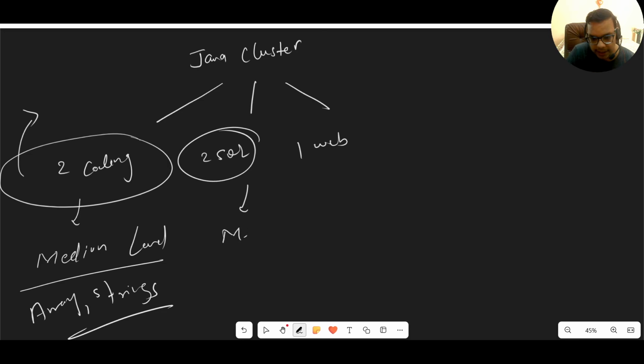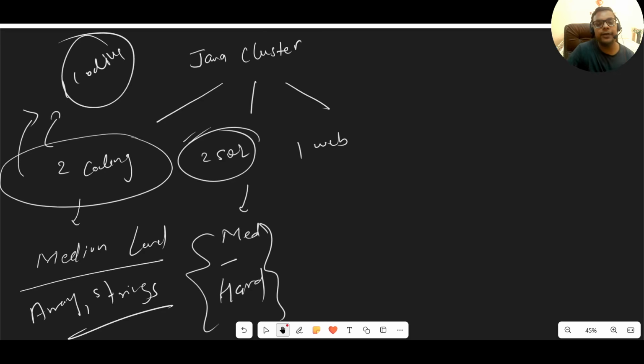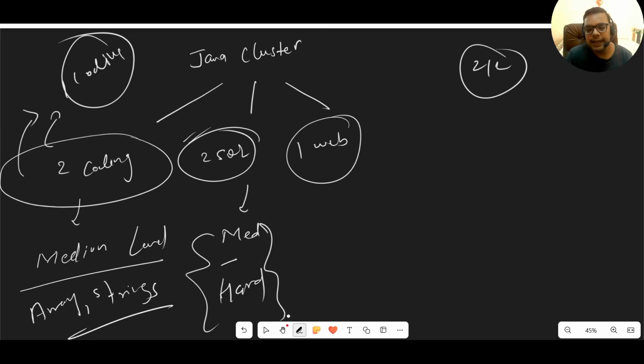Then there are two SQL questions. These are medium to hard. You need to practice a lot for SQL because SQL is very important. Even if you solve only one coding question in the technical assessment, that is fine, but solving both SQL questions is very important. If you do not solve two out of two SQL questions, there are fewer chances that you will get selected. So SQL is ultra important, and the level is medium to hard.